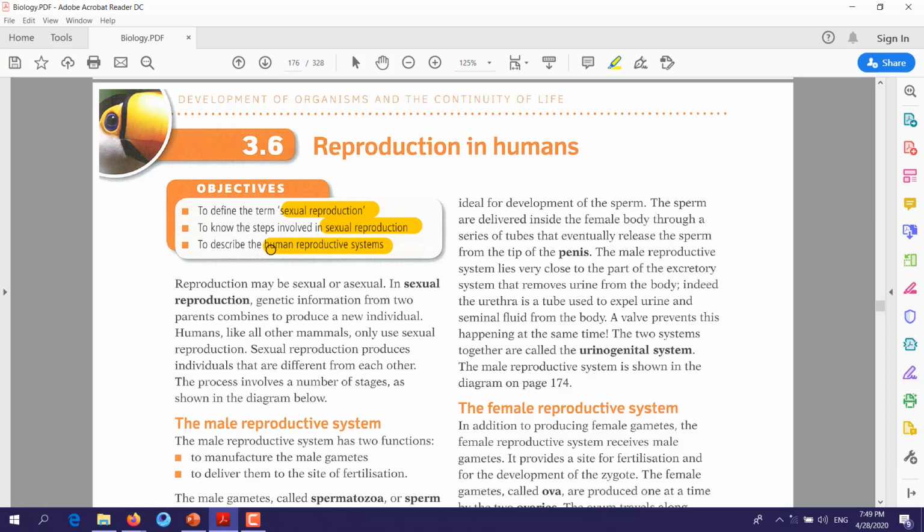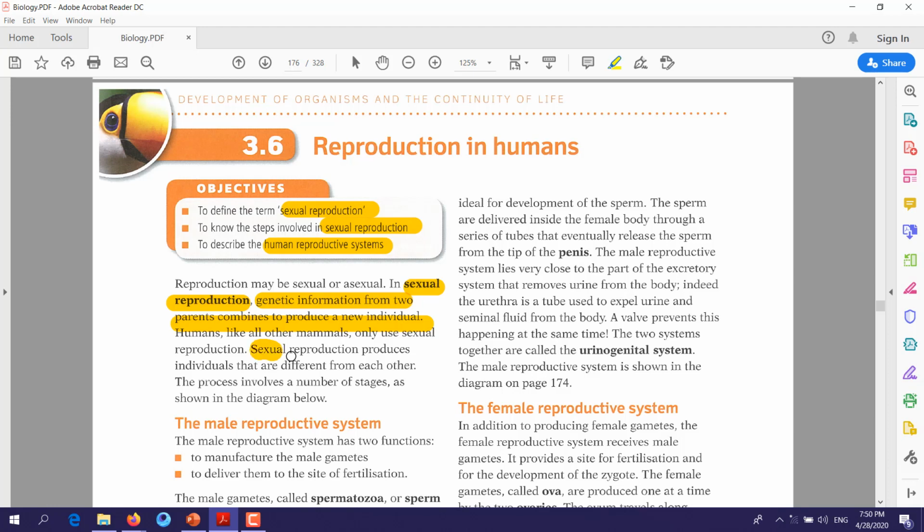Firstly, when we talked about reproduction in general in the previous lessons, we said that reproduction could be sexual or asexual. But in humans there will be only sexual reproduction. So what happens during sexual reproduction in humans is that the genetic information from two parents combines to produce a new individual.